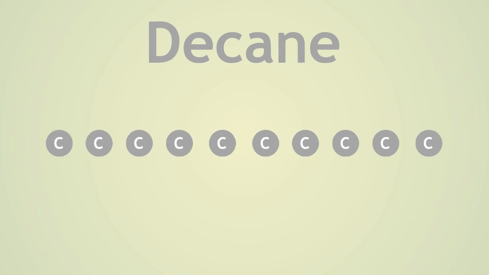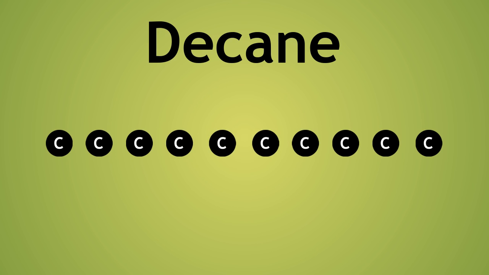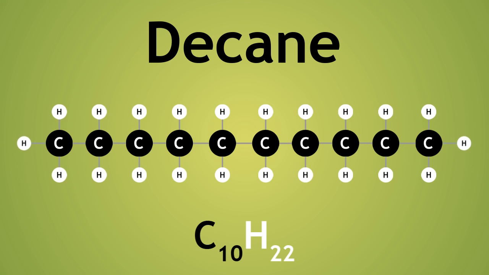Pause the video now and use the general formula to work out the structure of decane. You should have got the answer C10H22, where n equals 10 for the 10 carbons. Therefore, 10 multiplied by 2 equals 20, plus 2 equals 22, 22 hydrogens.